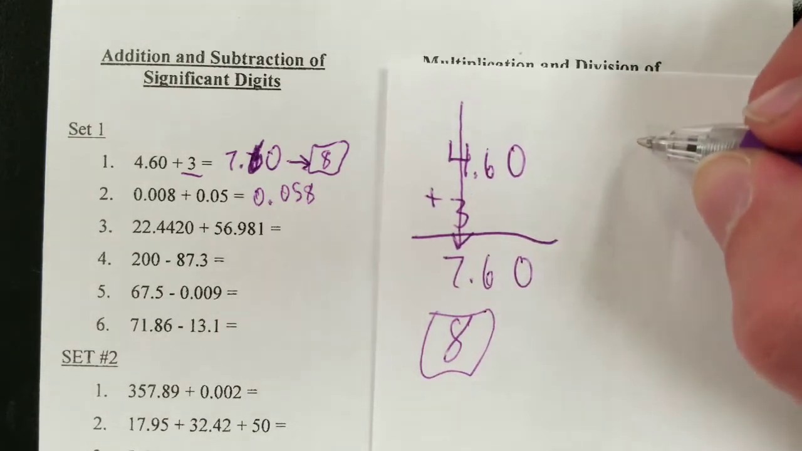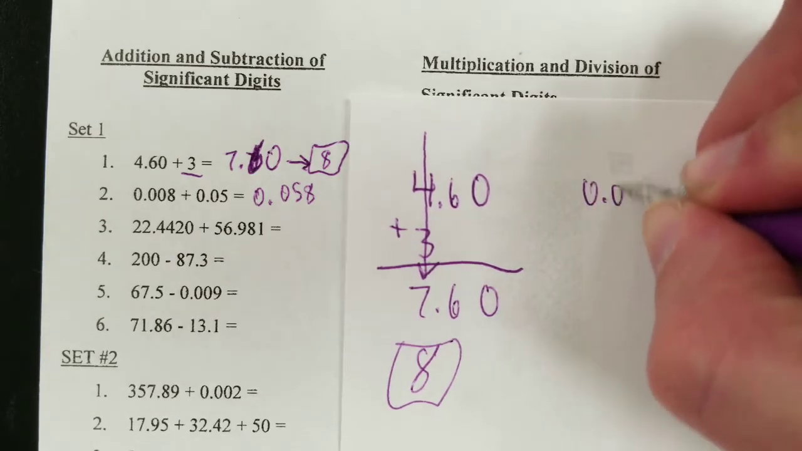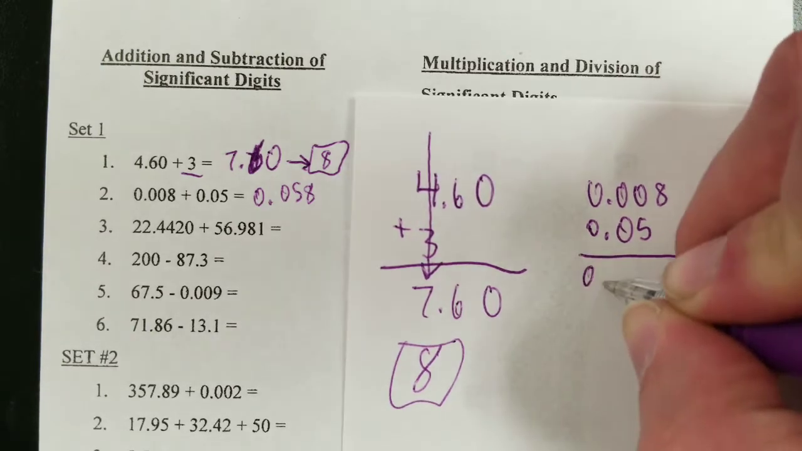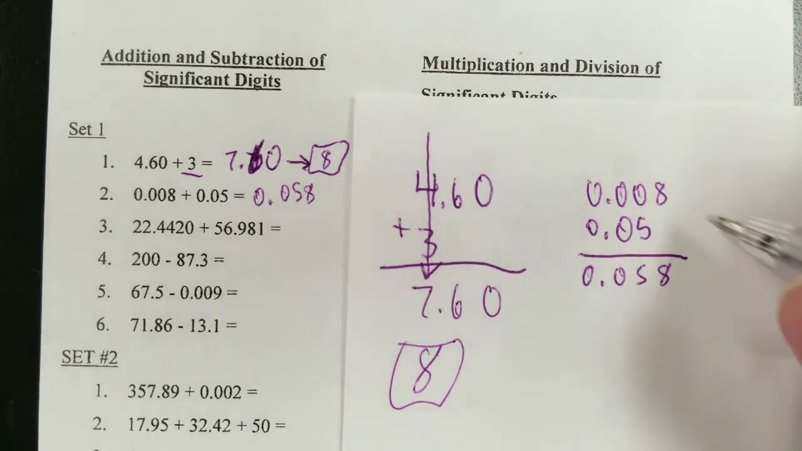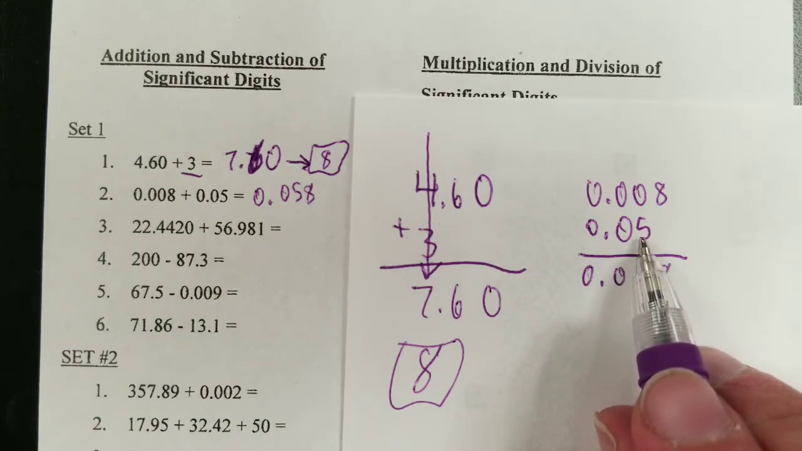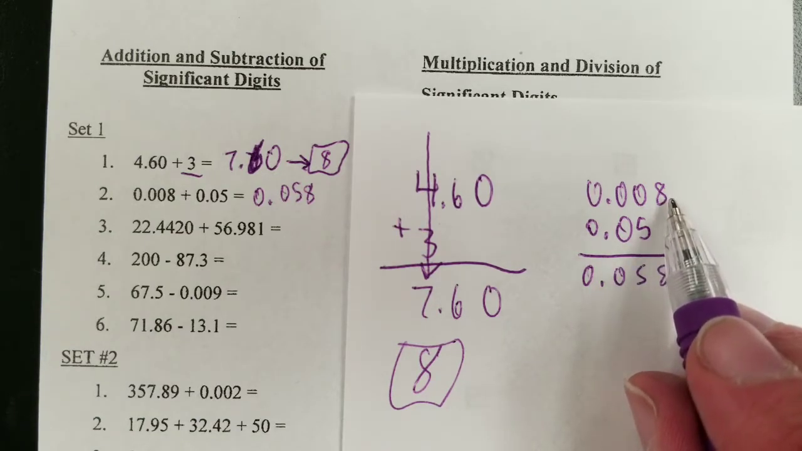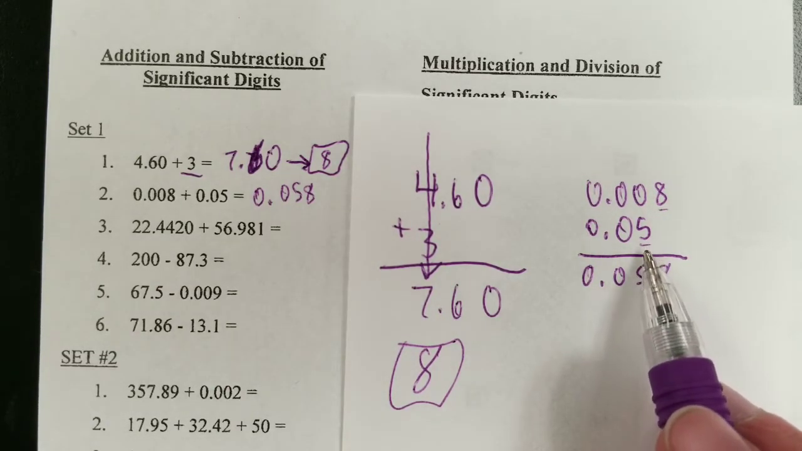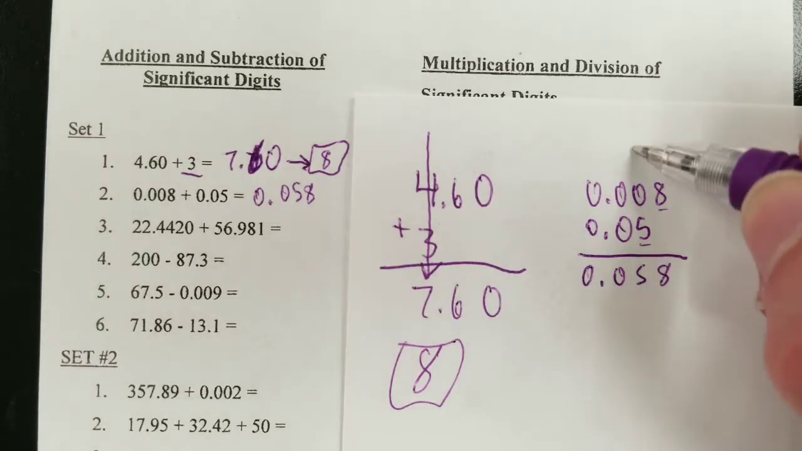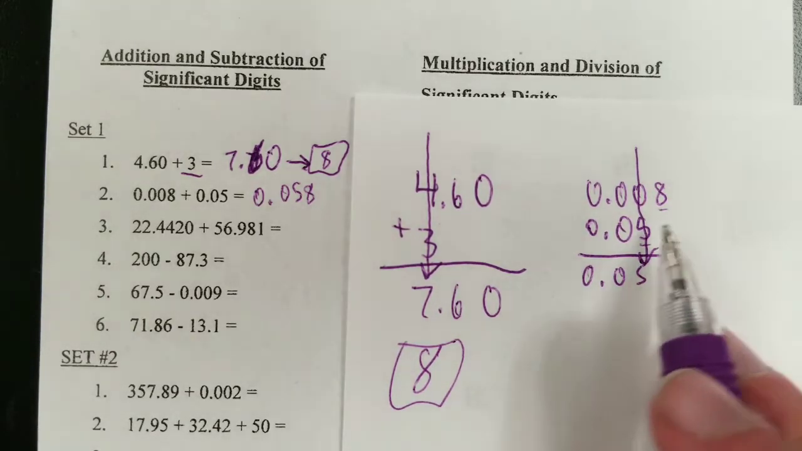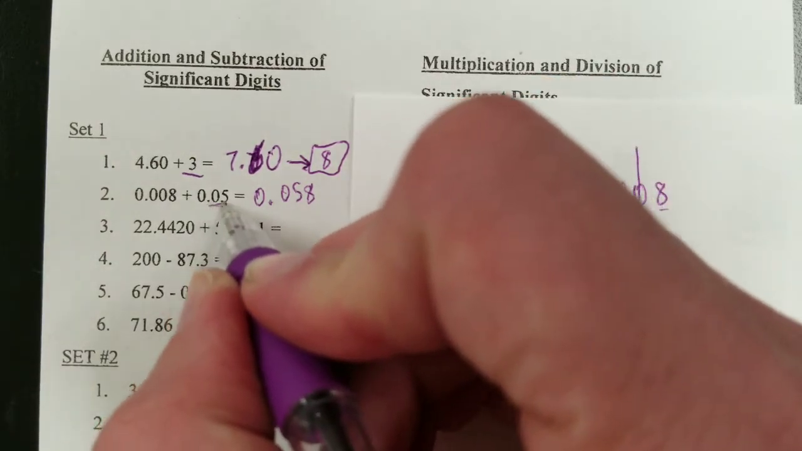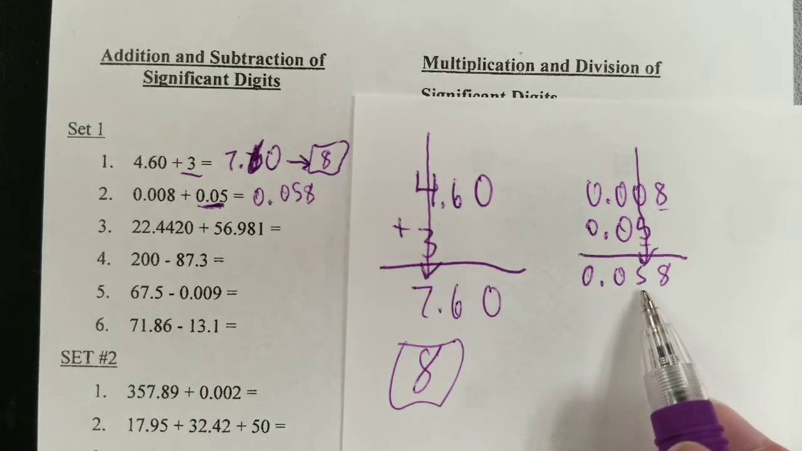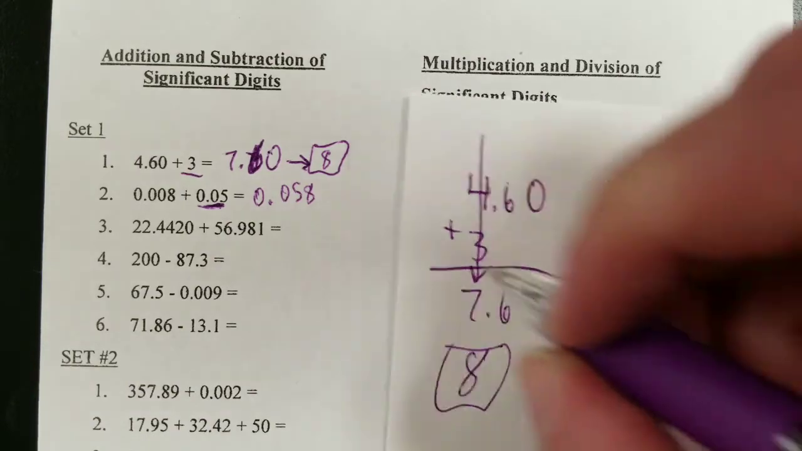Well, let's do the same thing. 0.008, 0.05, add them up, 0.058. The last significant digit for this one is here, versus the last significant digit for this one being here. And since this one's last significant digit is the least distance to the right, as in the least exact number, we're going to do our rounding right here. So this number is going to be the reason for our rounding, and this number would therefore be rounded at this digit, which makes it 0.06.